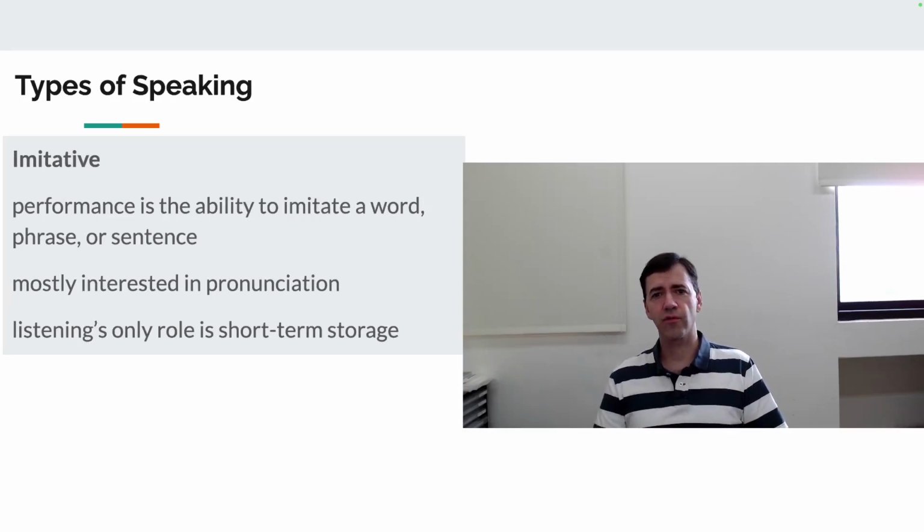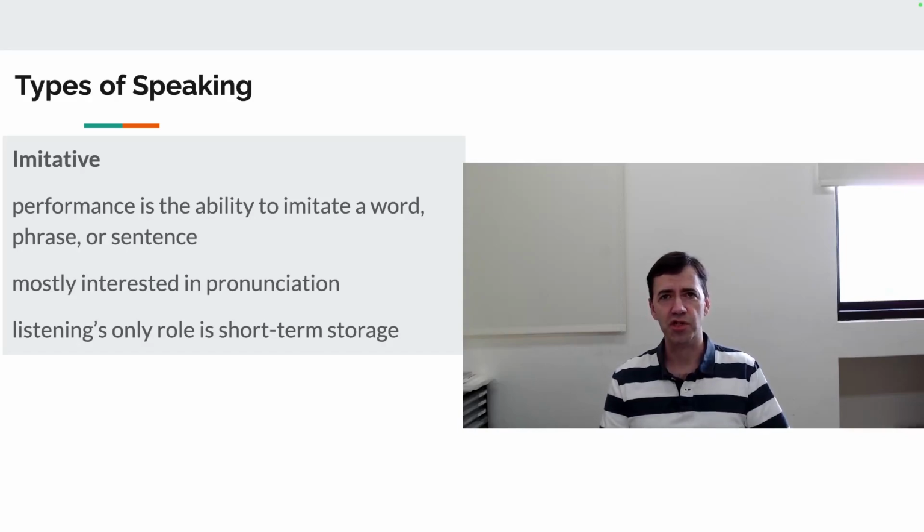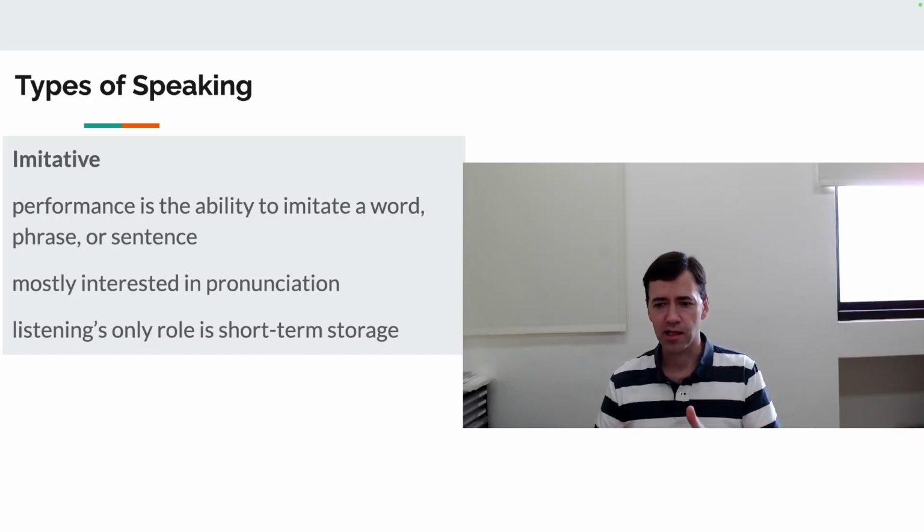Okay, so here we go. We'll quickly go over the 4 types of speaking. You saw them in listening. And actually, for this part, I'm just going to give a short definition. And then in the second half of my slides, my talk today, I will give some more specific examples from the book. So the first one is imitative.